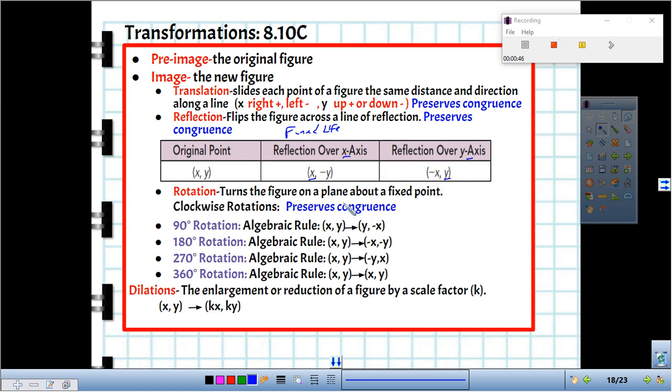Rotation, the rules, and remember this is going to the right, clockwise. So going counterclockwise would be the opposite. We still have x, y, y, x, x, y, y, x. The original thing is going to be right here, that's 0. When you go to the left, you have to go negative. Dilation is the only one that is not congruent.